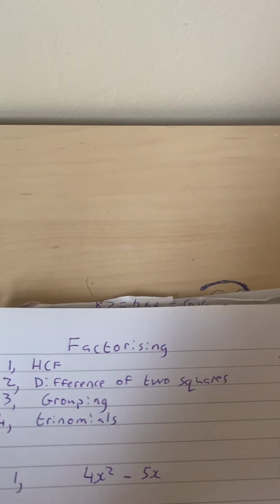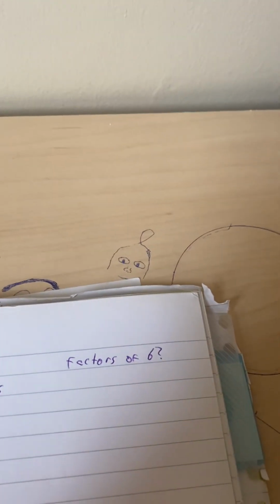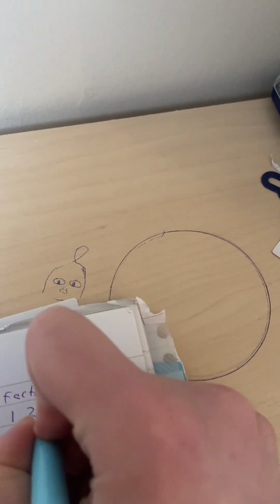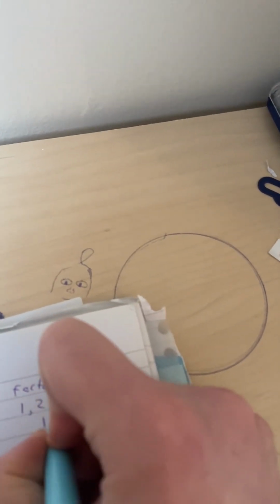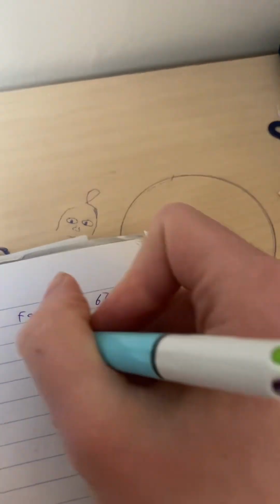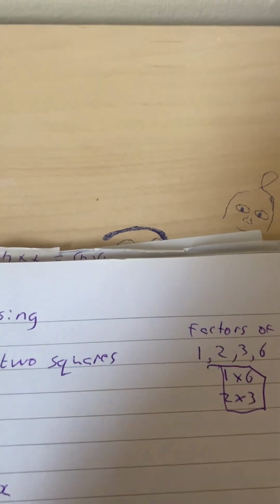So first of all, what is factorizing? Well, factorizing basically is looking at an expression or a number and seeing what we actually multiply together to get that number. For example, if we're looking at factors of 6, that can be 1, 2, 3, or 6, because 6 can be made by 1 by 6, or it can be made by 2 by 3. So those are the 4 factors of 6.